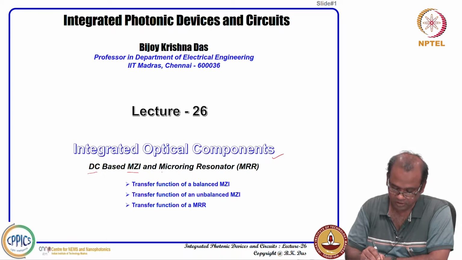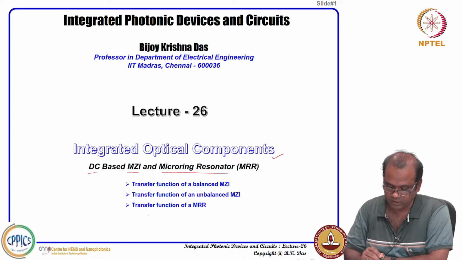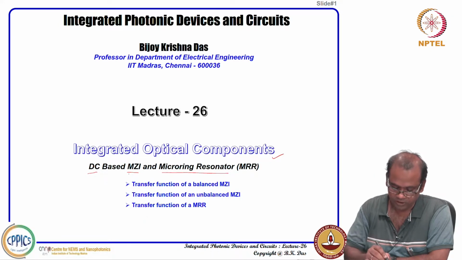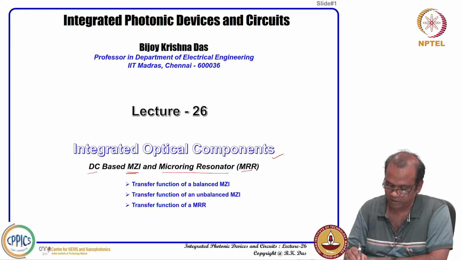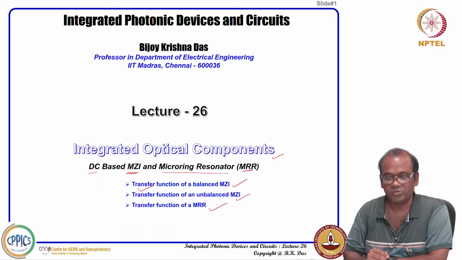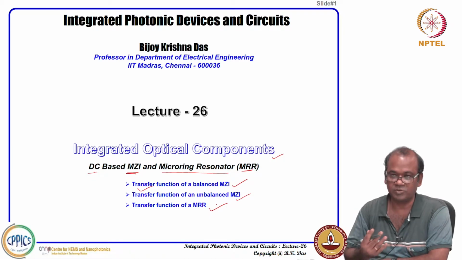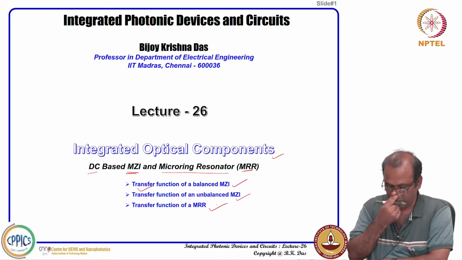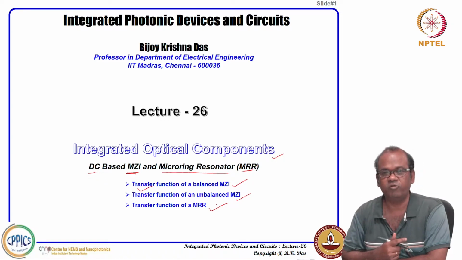Along with that, we will discuss the microring resonator, which is also designed with the help of a directional coupler, whatever we have learned so far. So we will be concentrating on this MZI and microring resonator, specifically their transfer functions: how it will look for the Mach-Zehnder interferometer, and the transfer function for an unbalanced Mach-Zehnder interferometer. We will learn what is balanced and unbalanced, and the transfer function of a microring resonator. So we will be deriving the transfer functions of these three important components heavily used for photonic integrated circuits.